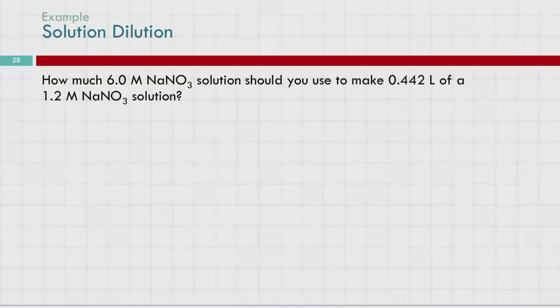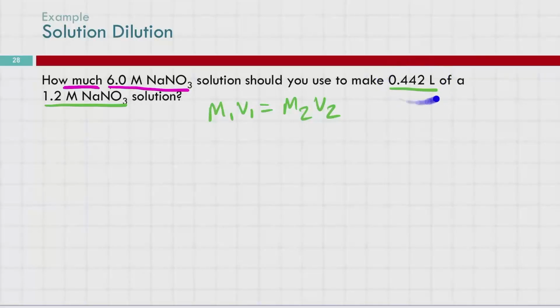Okay, so how do we use M1V1 equals M2V2? This is a perfect example, or it's an example. I'm not going to say that my examples are perfect. So M1V1 equals M2V2. We have the question, how much 6 molar sodium nitrate solution should you use? How much being our question, to make 0.442 liters of a 1.2 molar sodium nitrate solution. So this 0.442 liters, this 1.2 molar sodium nitrate go together.